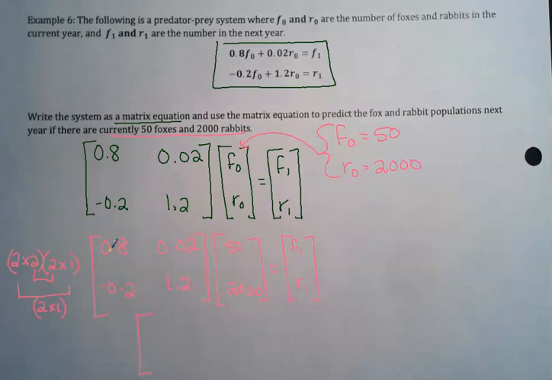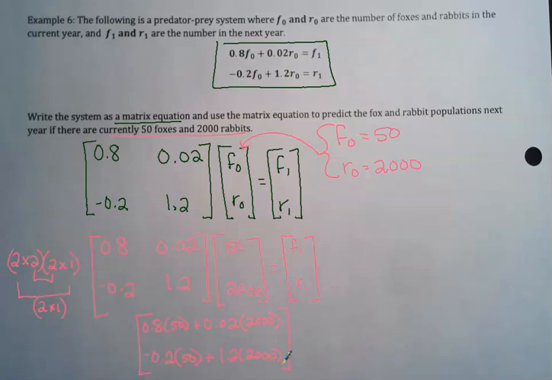In a 2 by 1, we're going to have 0.8 times 50 plus 0.02 times what? Good, 2,000. Then we're done with our first row. Second row, so negative 0.2 times what? Good, 50, plus 1.2 times what? Excellent, times 2,000. So there's the work for it.